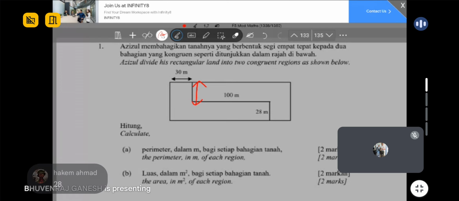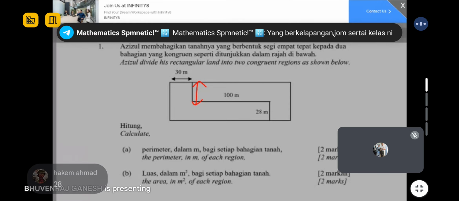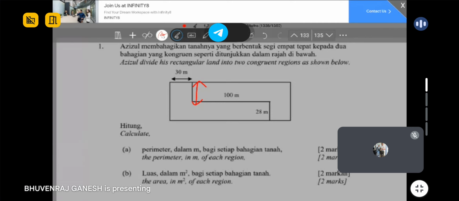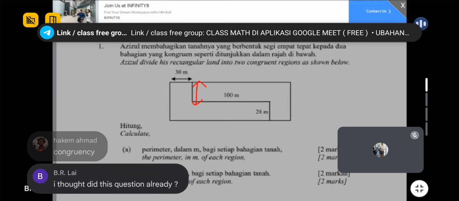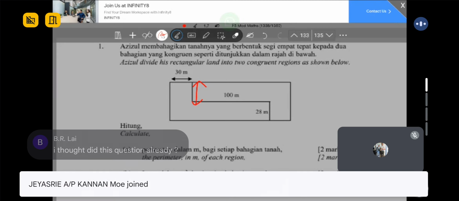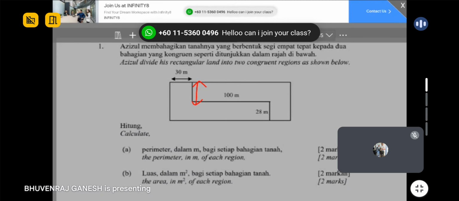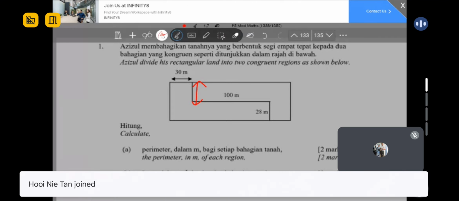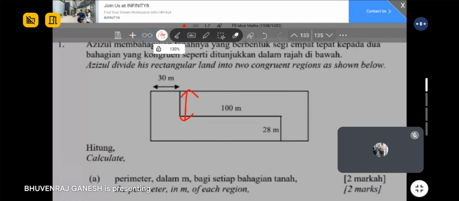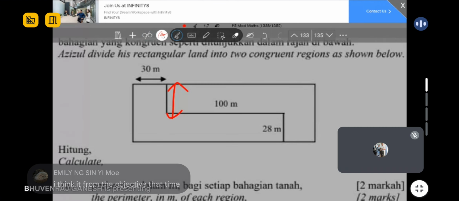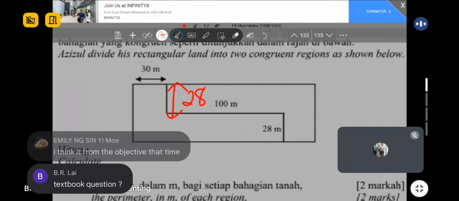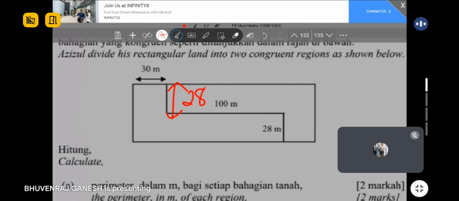Anyone? Very good. Okay, so how you get 28? Can you explain a bit? How do you get that 28 value? Very good. Congruency, guys. Kekongruenan. No, we didn't discuss this yet. It looks similar a bit, but different value. So this length here will be 28. No, this is not from the textbook, but modified from the textbook. The format is like that, but they changed the soalan.